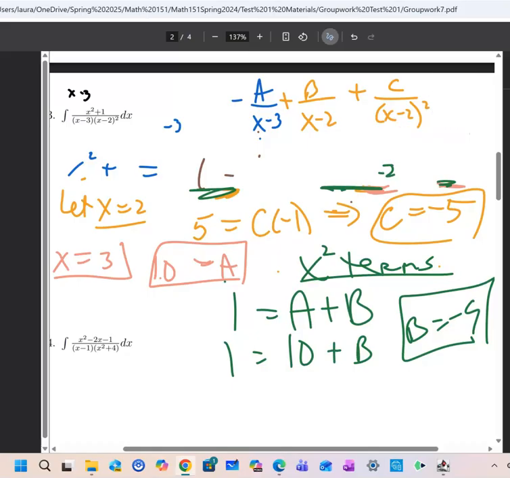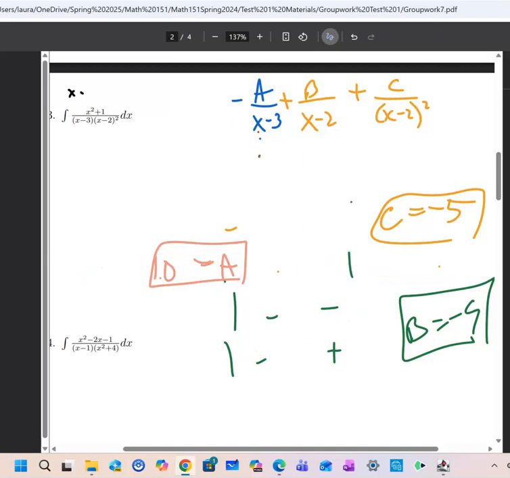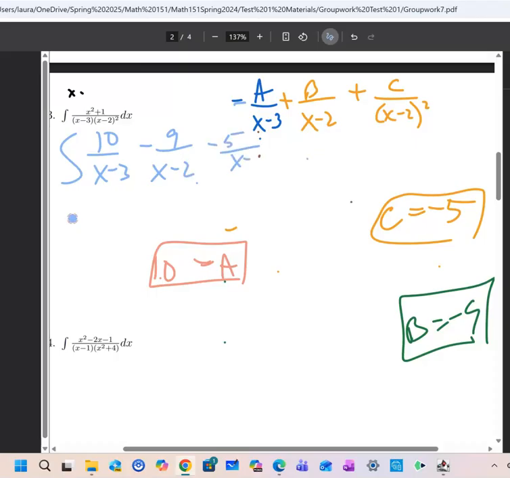Now I need to plug all of those things into the original setup that I had, right? So try to erase enough stuff so we can plug all the information in. It's important to stay neat and organized. Okay, there we go. So this is going to be the integral of 10 over x minus 3 minus 9 over x minus 2, and then minus 5 over x minus 2 squared dx.